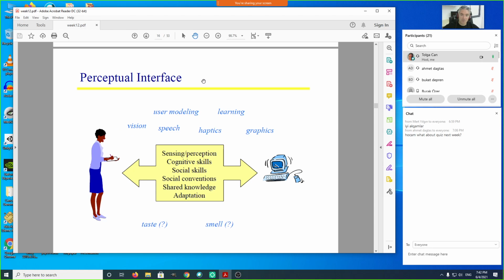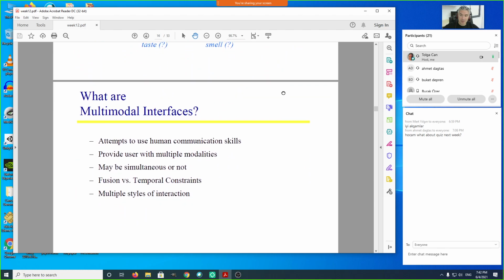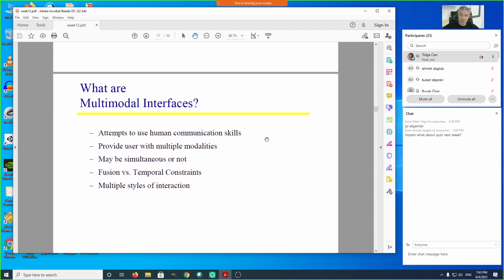The machine has to conduct all these technologies: user modeling, vision, speech, haptics, learning, graphics, tracking, to have a perceptual interface. And the main reason behind all these, why do we use multiple information channels? In order to provide a more natural looking interface. The multimodal interface attempts to use all human communication skills, because human to human communication is multimodal.